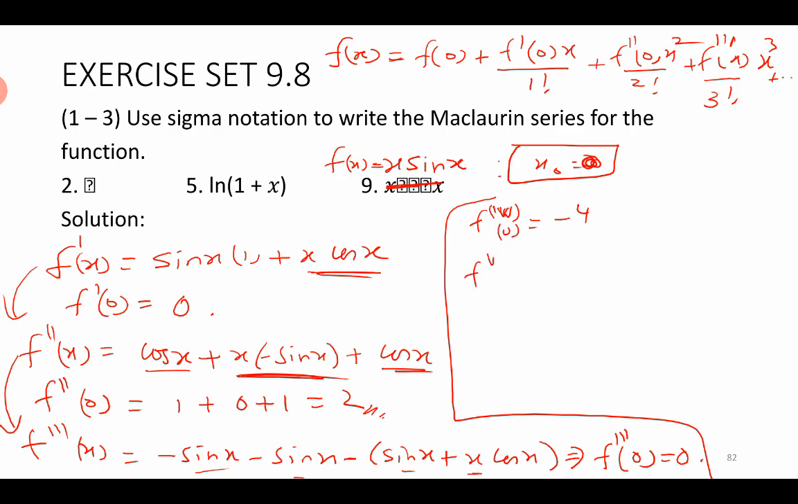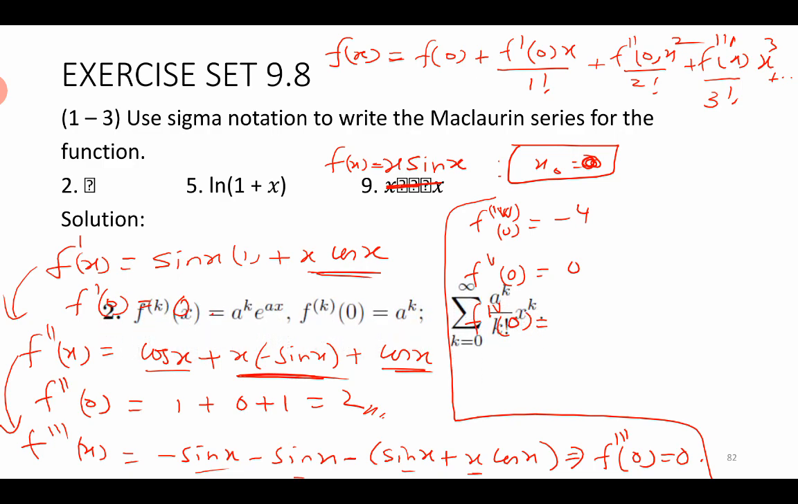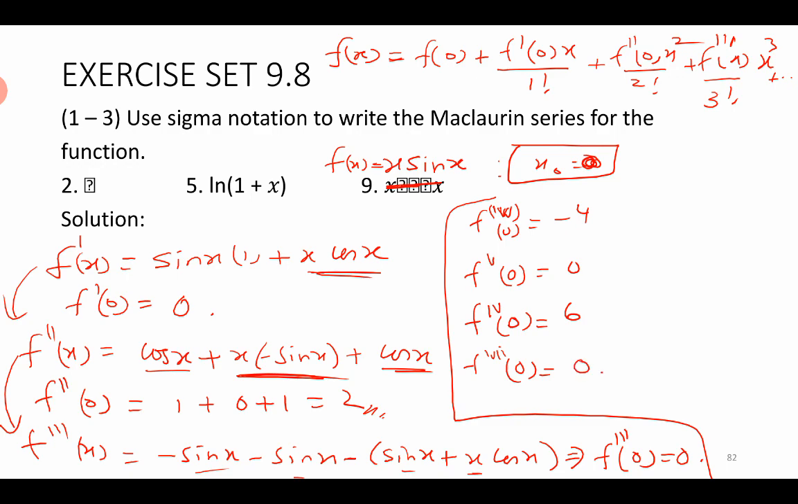Fifth derivative of the function at 0 will be 0. Sixth derivative at 0 will be minus 6 or positive 6, positive 6, right? And seventh derivative will be 0. And eighth derivative, can you guess now? At 0 it will be negative 8. So we will get up to 8 derivatives. Now we can write this series.